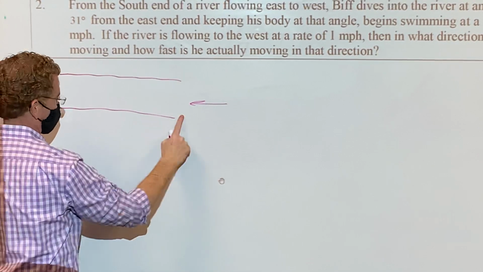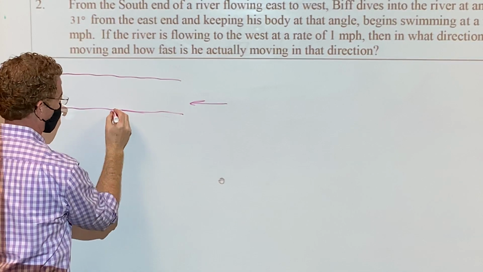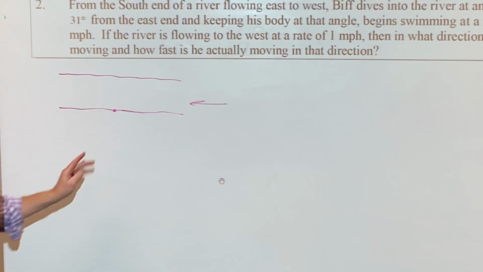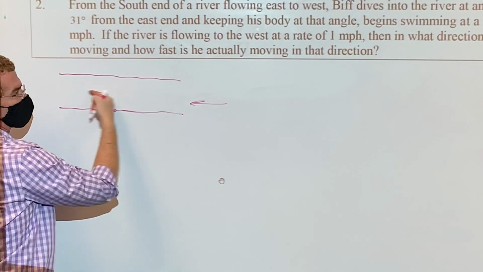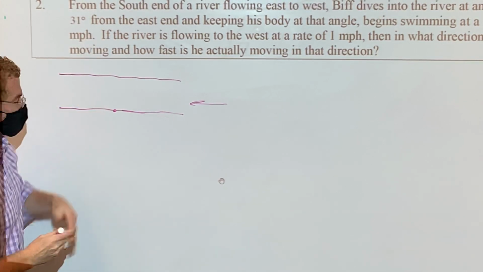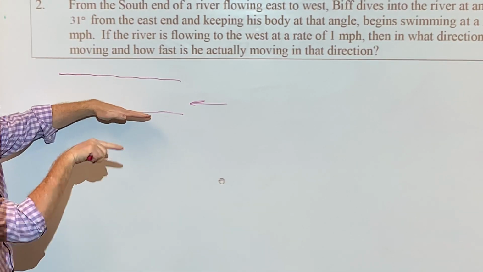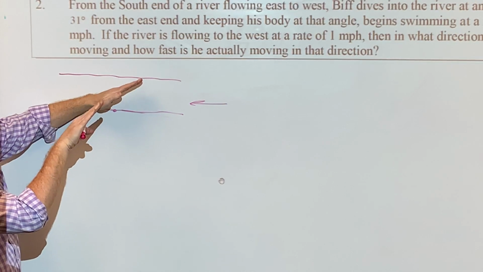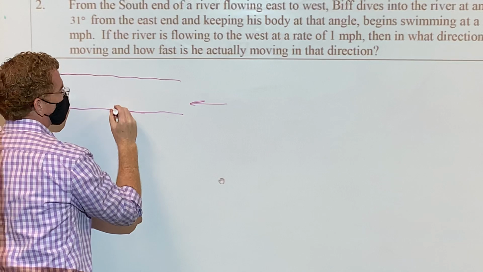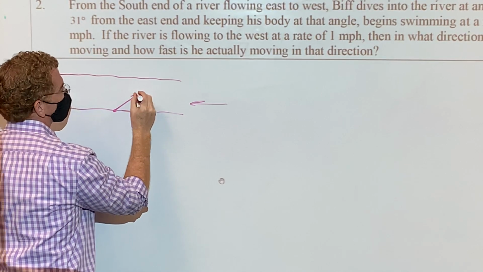From the south end, Biff dives into the river. All right, so he dives into the river. Remember, the river's flowing this way at an angle of 31 degrees from the east. So from the east, that's east, 31 degrees. You follow me? So he dives in at that angle. That's his vector, 31.